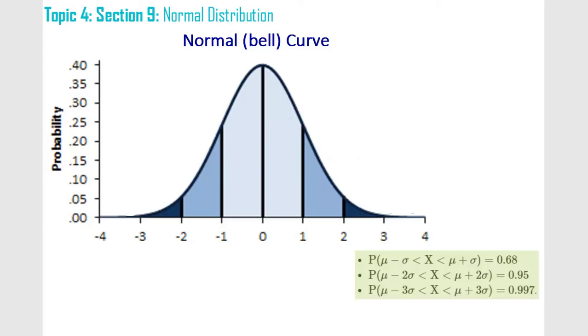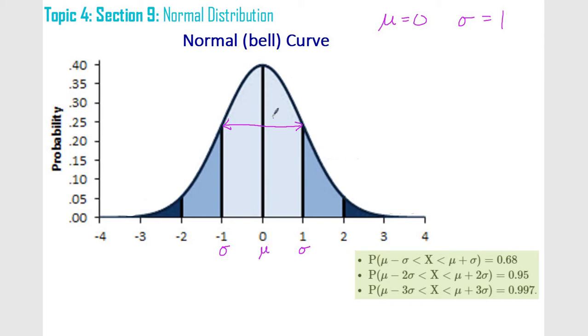Hello. Today we're going to talk about Topic 4, Section 9, the normal distribution. So what you have in front of you is the normal bell curve. What that means is the mean is 0 and the standard deviation is 1. And what this says over here is the probability that you are 1 standard deviation less than the mean, and 1 standard deviation above the mean. So that would be from here to here, because this represents 1 standard deviation. This represents your mean.